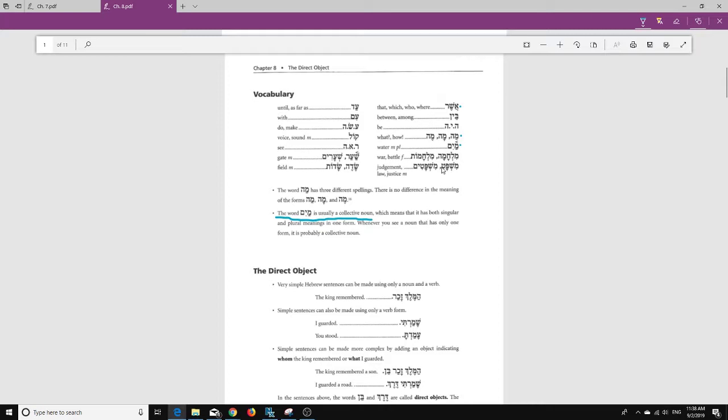Okay? And that's just the way that this author is presenting the text. Make sense? Hope so. Okay, moving on.